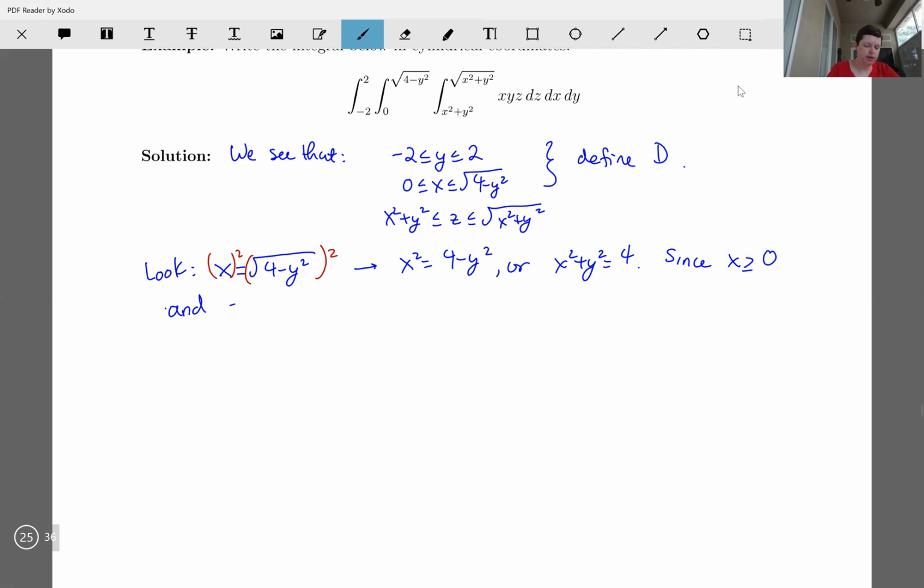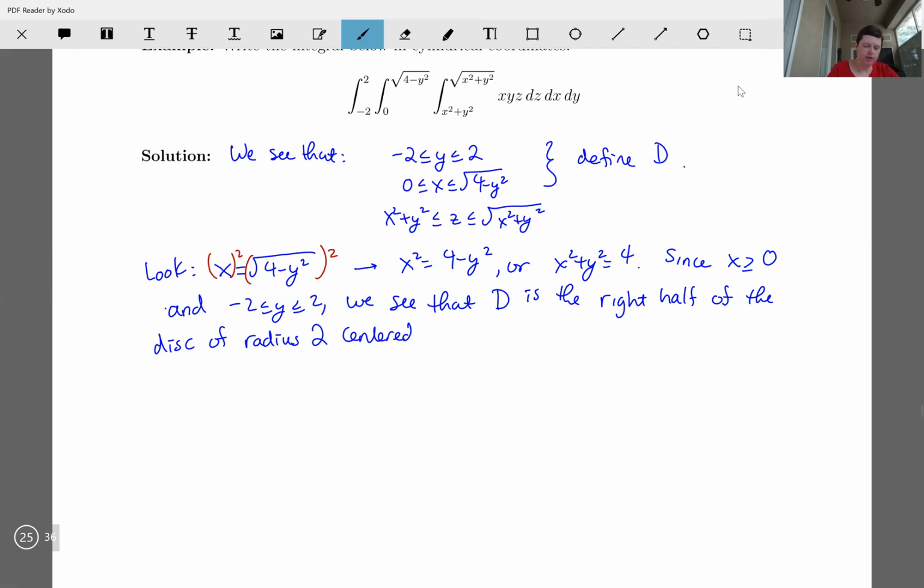and y is between -2 and 2, we see that our region capital D is the right half of the disk of radius 2 centered at the origin in the xy plane, of course. So in polar coordinates, what would that look like?